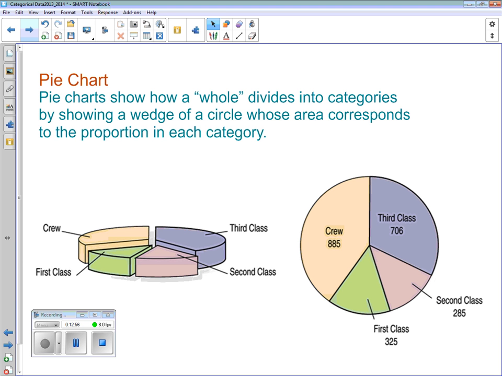So looking at this, does it also correspond to the bar chart? Does the crew have the largest percent of deaths? Right? The largest wedge of the circle would be crew, just like it was the tallest bar when we talked about a bar chart, right? Okay.